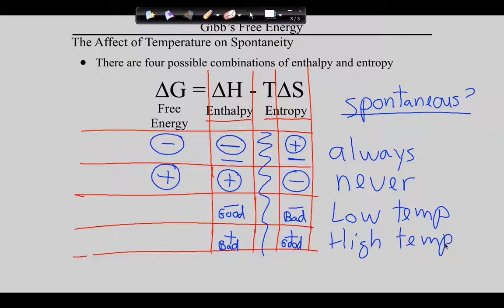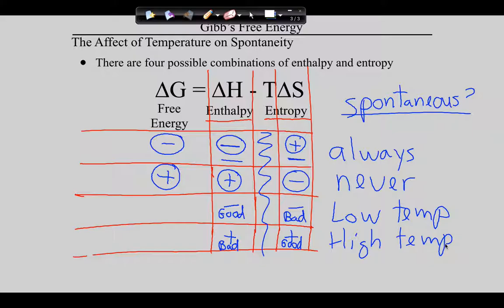Guys, what we did is just recreated this table. Do you see the connection? So delta H, delta S: we went negative, positive. That's always spontaneous. Then we went positive, negative. That's never spontaneous in the forward direction. Then, guys, we went negative, negative. We said that's spontaneous at low temperature. And then we went positive, positive, and we said that's spontaneous at high temperature. Do you see the connections?